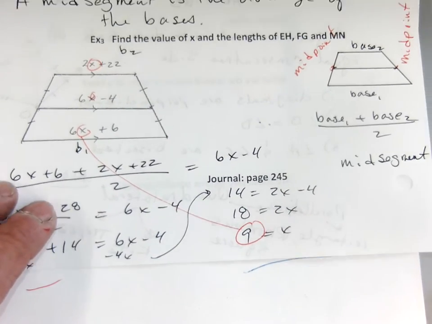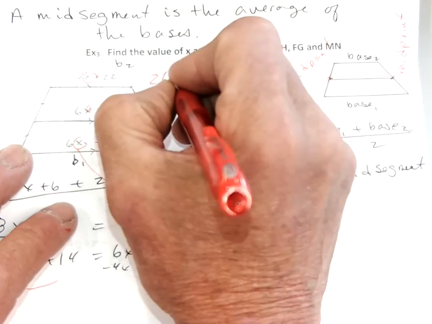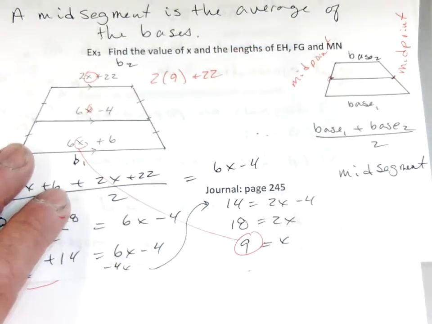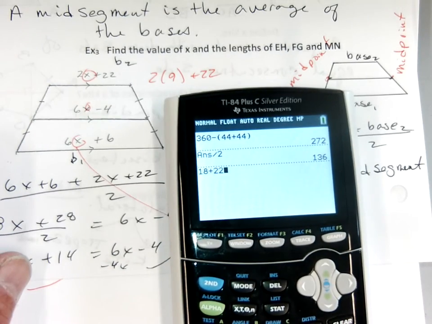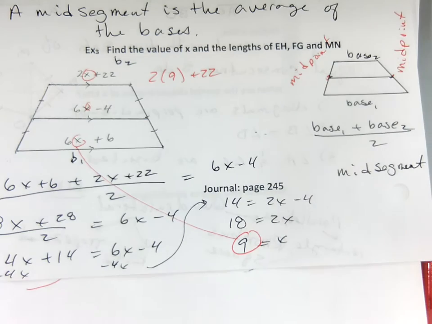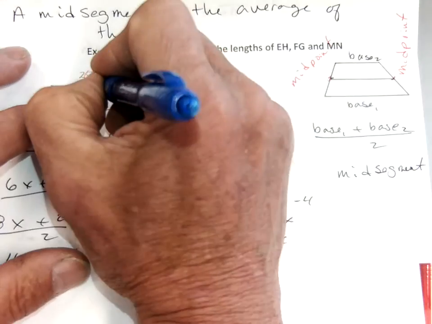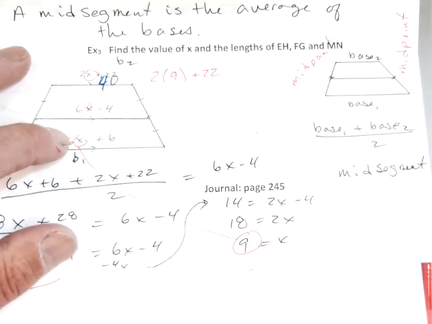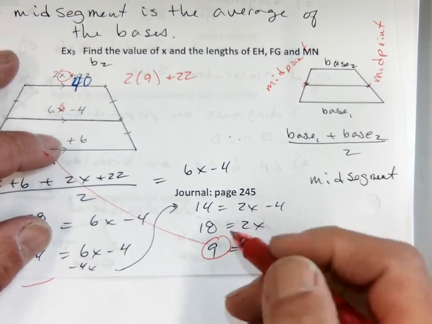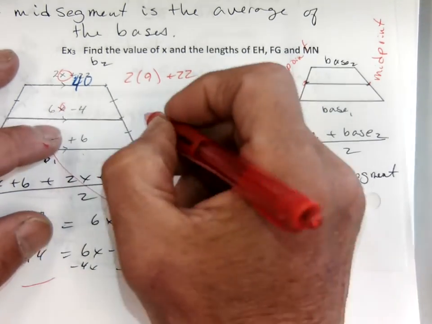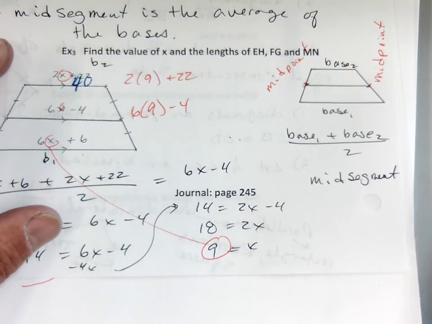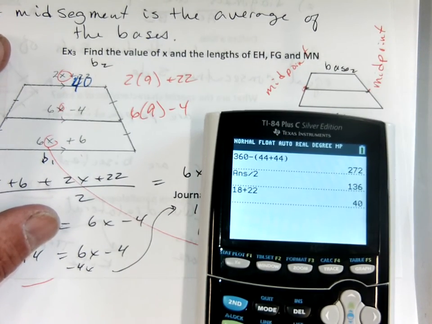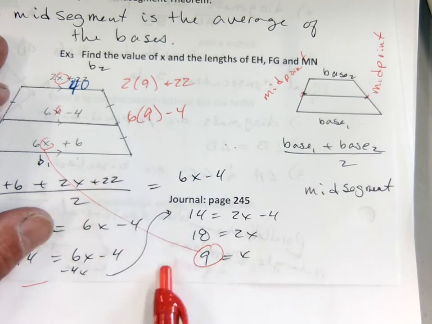So we're going to have 2 times 9 plus 22. 18 plus 22, is that 40? Probably. Yep, 40. So this side is 40. I'm going to write that down. Then I'm going to go 6 times 9 minus 4, which is 54 minus 4, which would be 50, right? 54 minus 4 is 50.